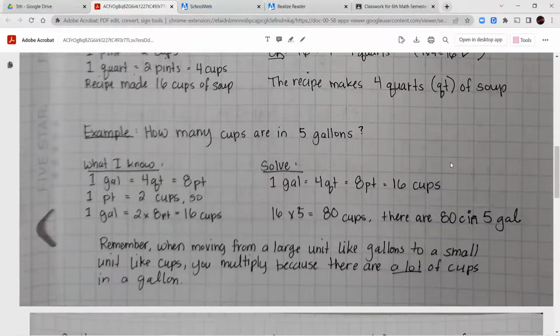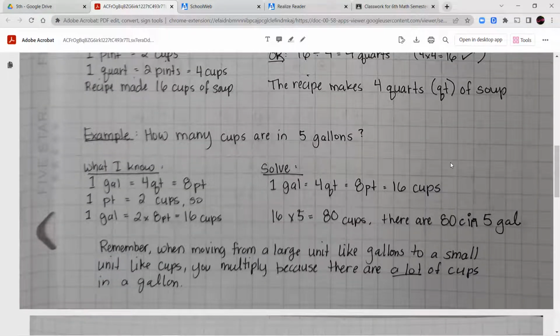Let's take a look at some more examples. This next example asks, how many cups are in 5 gallons? So far, what I know is 1 gallon is equal to 4 quarts, which is equal to 8 pints. I know 1 pint is equal to 2 cups. So 1 gallon is going to be 2 times those 8 pints. There's 2 cups in each of those 8 pints, and that's going to give me 16 cups. So 1 gallon is equal to 4 quarts, which is equal to 8 pints, which is equal to 16 cups.